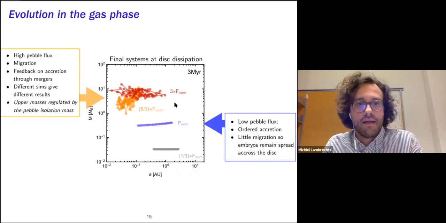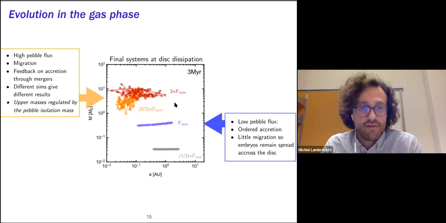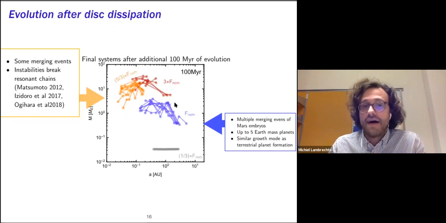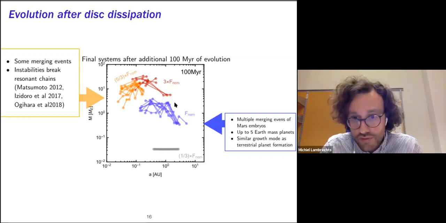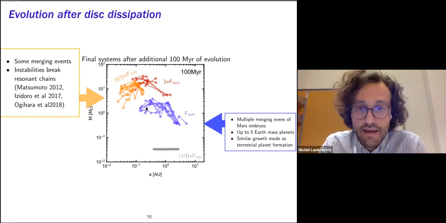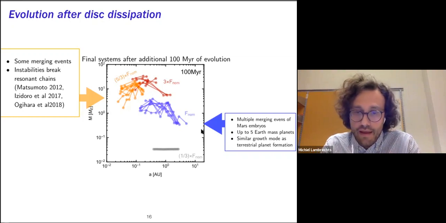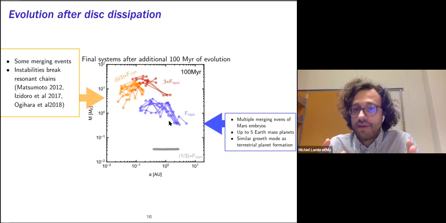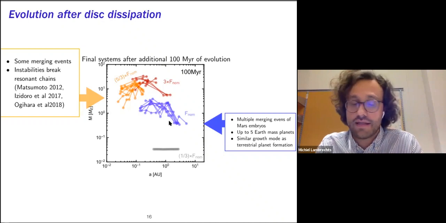All right. So yeah, this is what the picture looks like at the end of the gas phase. But of course, one wonders what would happen next. So that's what is shown here, where we advance these simulations with an additional 100 million years of evolution. In this case, all these systems basically become unstable. And in the blue case, the low pebble flux case, you see that multiple merging events happen between these Mars-mass embryos, leading to the formation of up to 5 Earth mass planets. So it is relatively reminiscent of this kind of classical terrestrial planet formation mode that I talked about earlier.